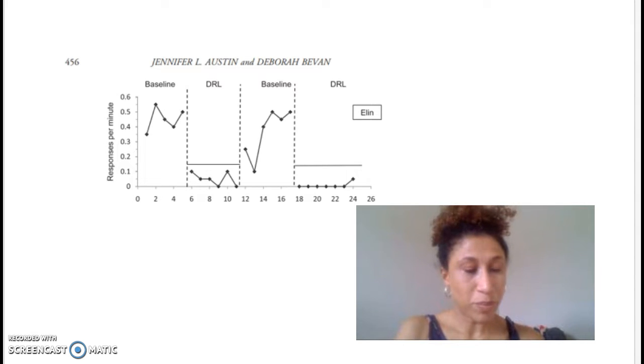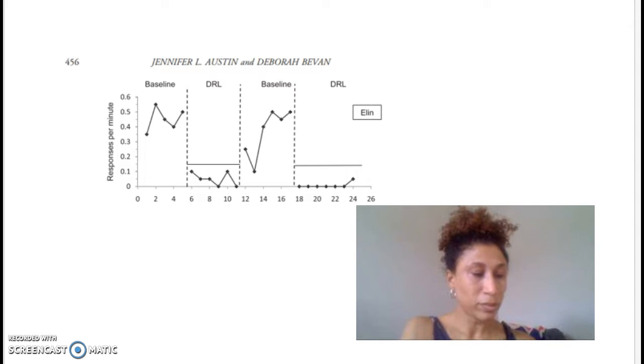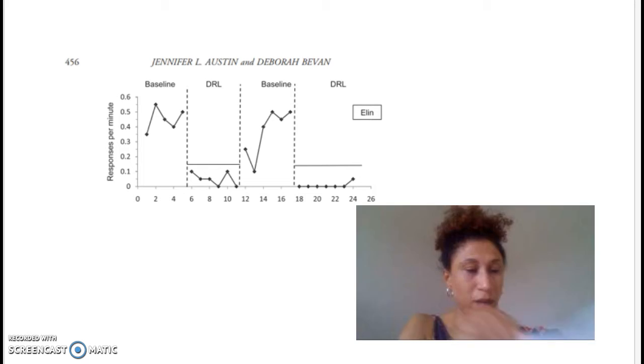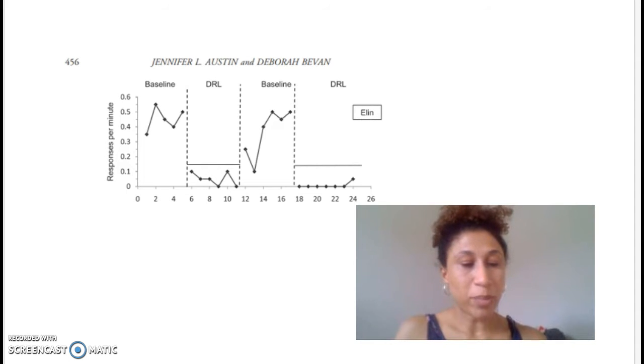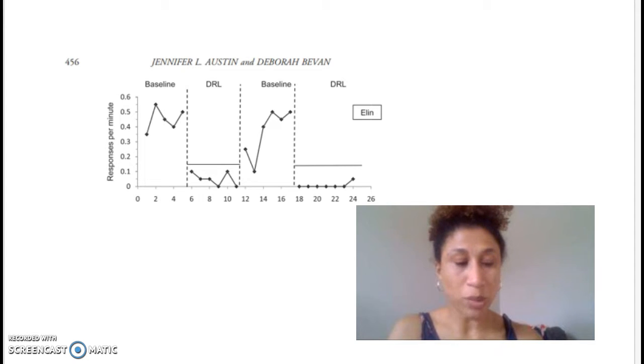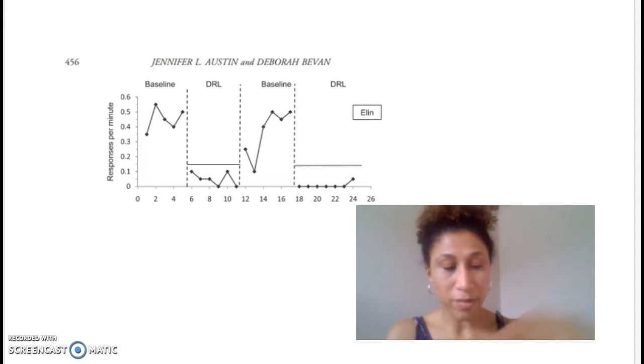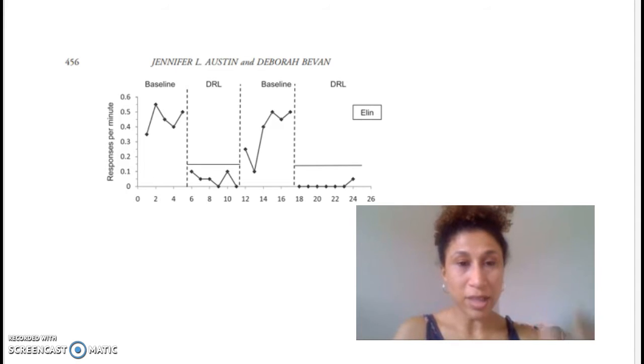All right, prediction. When the implementation of the DRL intervention occurred, there was a change in the responding in the dependent variable, and that's evident from the graph. You look at the baseline and DRL phase. If you look at the graph between the first baseline and the implementation, and then again at the baseline and the second intervention, you can absolutely tell that the dependent variable changed.